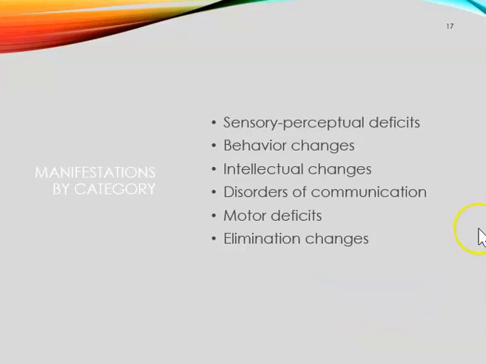They might be suffering from a receptive or expressive aphasia, or even a global aphasia. Motor deficits, it always seems like a person has the stroke on their dominant side. That is really quite a deficit that they're going to have after their stroke. And then elimination changes. They might have trouble with their bowel and bladder after they've had a stroke.